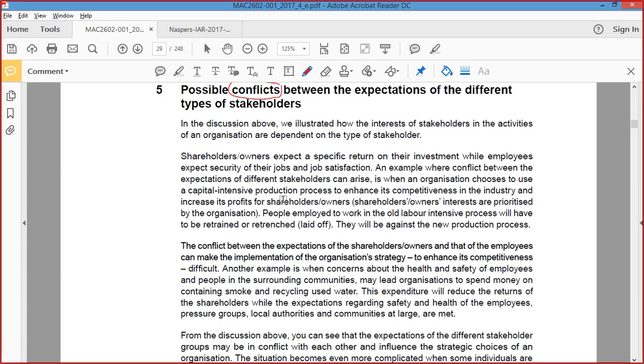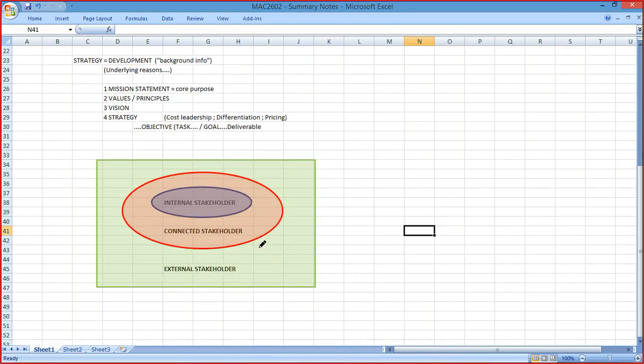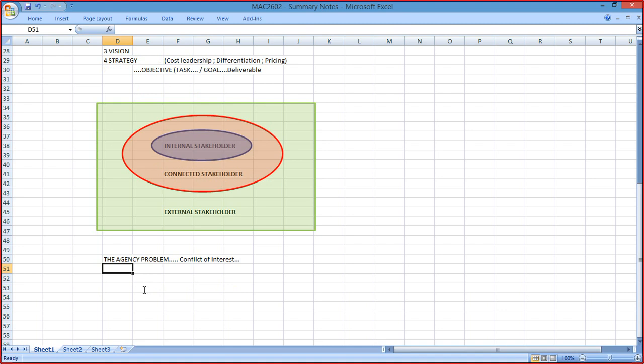Right, then they give you a note about possible conflicts. A lot of conflicts can arise. The biggest one that all finance textbooks normally talk about is the agency problem. Okay, and the agency problem is basically a conflict of interest. That's the best way of describing it. Because remember, who makes the decisions? Generally internal, and internal would be the internal stakeholders. But who's affected? Well, connected stakeholders and external stakeholders.